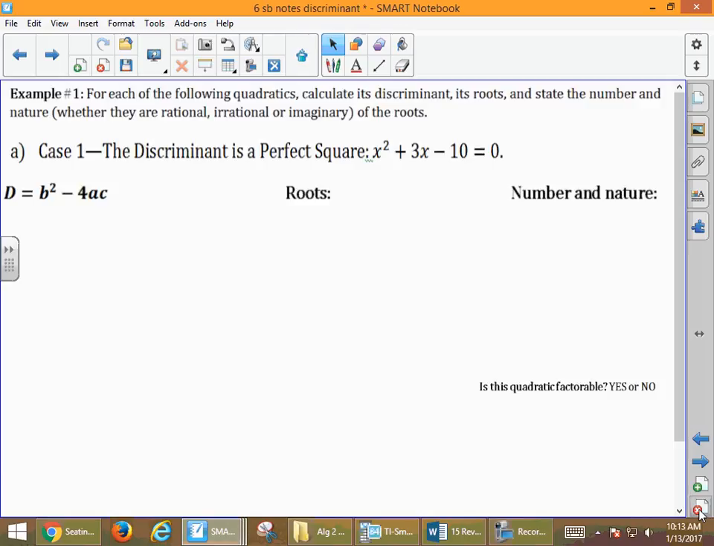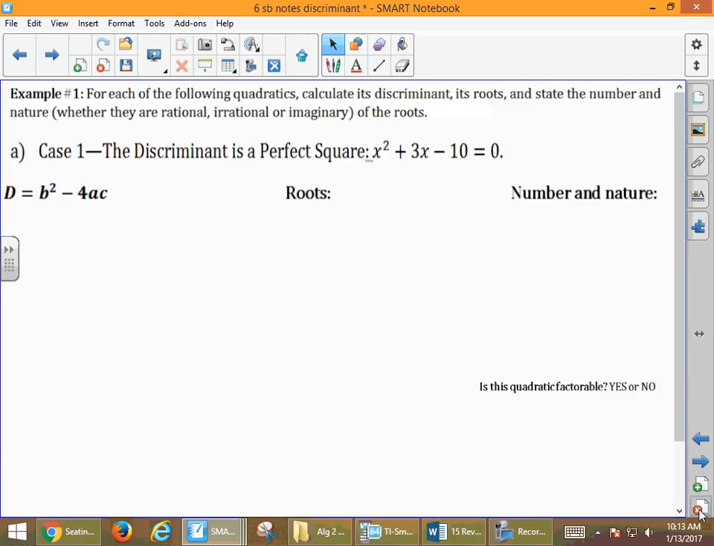As we look at example 1, it says, for each of the following quadratics, calculate its discriminant, its roots, and state the number and the nature of the roots, whether they're rational, irrational, or imaginary. And the first situation is that the discriminant is a perfect square.